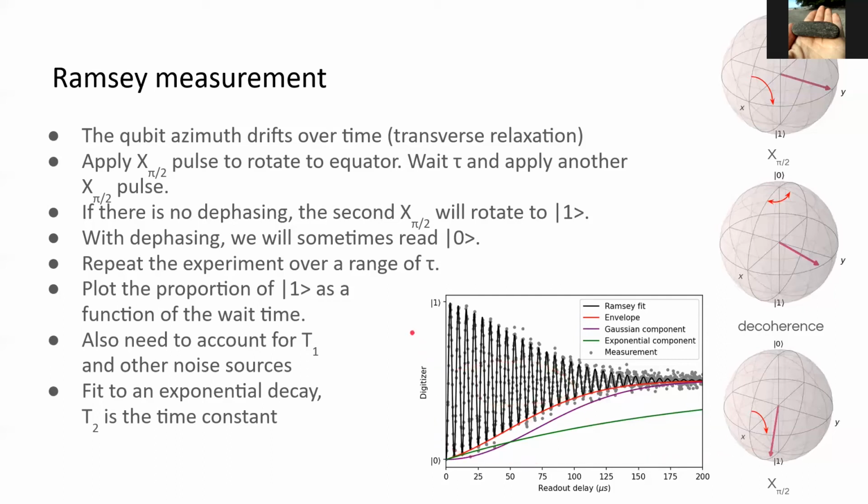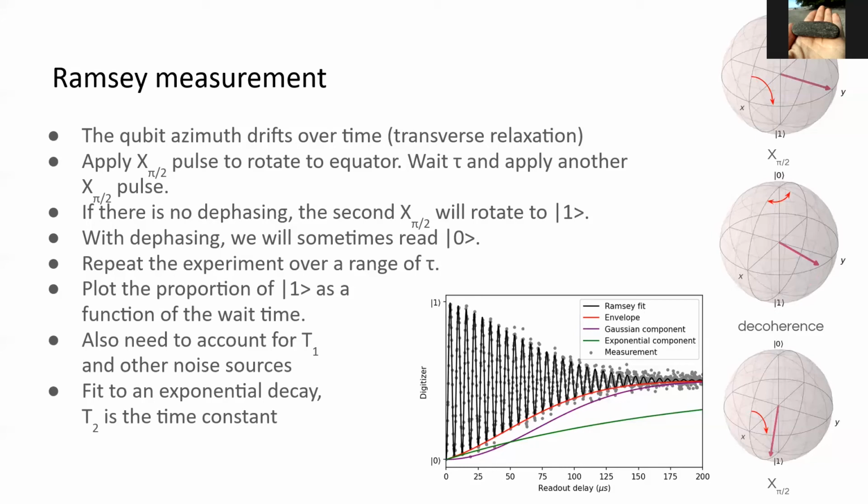But there's a lot going on here. The first thing we need to account for is the energy relaxation from the previous experiment. So I said that with no decoherence, we would come down to the 1 every time. And that's not really true, because in our previous experiment, we saw that sometimes a 1 will flip to a 0.